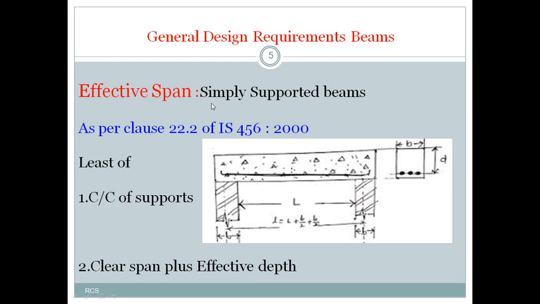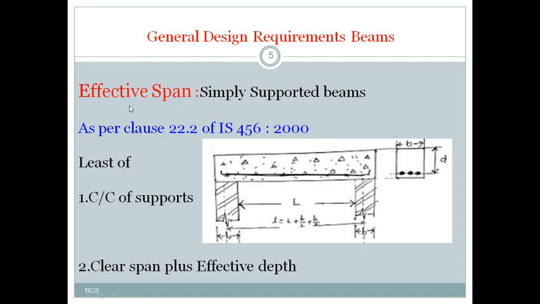So I will explain very clearly with the help of this sketch. Here I have a simply supported beam, as it is supported over two simple supports, and we have a clear span. What is the definition of clear span here? Clear span is nothing but the distance between the two inner faces of the supports. So this is the inner face of the support and this is one more inner face of the support. The distance between the two is called the clear span.